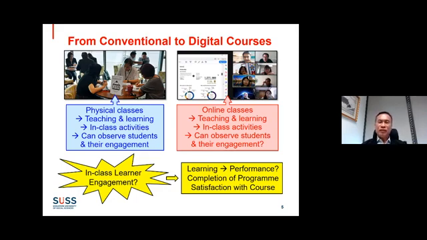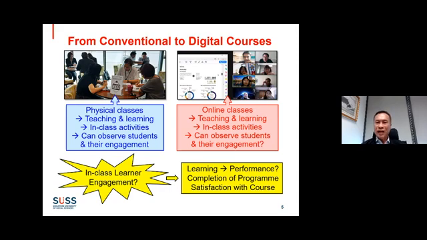But the main difference and the main perception or complaint seems to center around learner or student engagement. When we're in a physical class, as an instructor, I can look at the facial expressions of my students. I can look at their body language. I can see whether or not they understand what I'm saying and whether it's necessary for me to repeat certain points. In other words, I can observe their engagement and adjust my teaching accordingly.